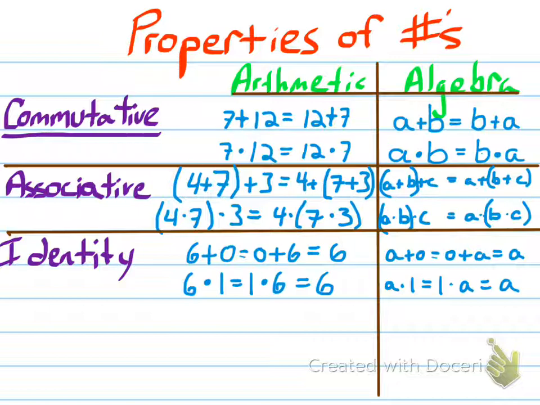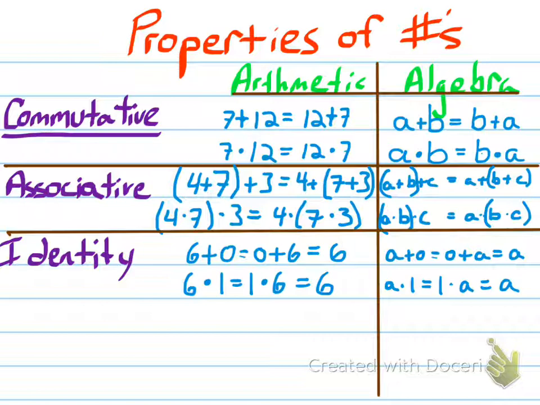Alright, commutative property. Commutative property basically deals with adding and multiplying. Basically it means that we can put the numbers in different orders and we get the same thing. So like here, when we're talking about 7 plus 12, that's the same thing as saying 12 plus 7. We can rearrange the numbers. That's commutative property. 7 times 12 is the same thing as saying 12 times 7. It doesn't matter which order they're in. So that's called commutative property.